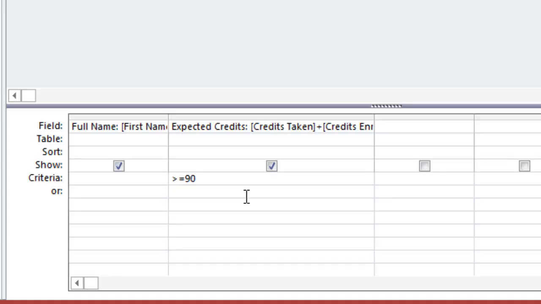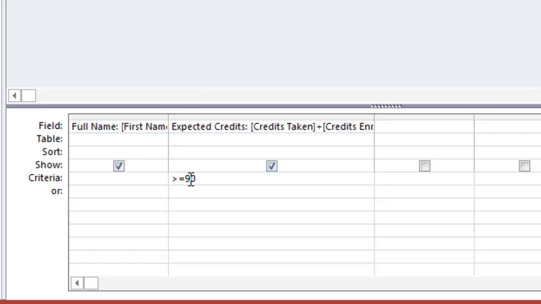We looked at a query where we have a little bit more complicated fields up at the top. So it's not just something taken directly from the table, but we're doing a calculation. We're adding the credits taken plus the credits a student is enrolled for and getting the number of expected credits, how many they should have at the end of the semester if they pass all their classes.